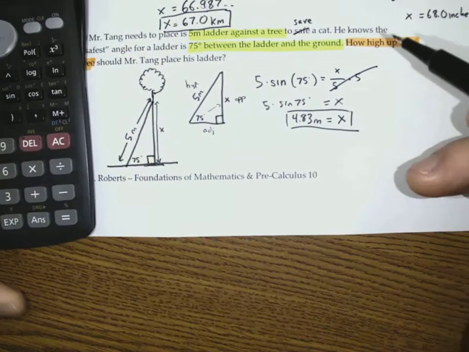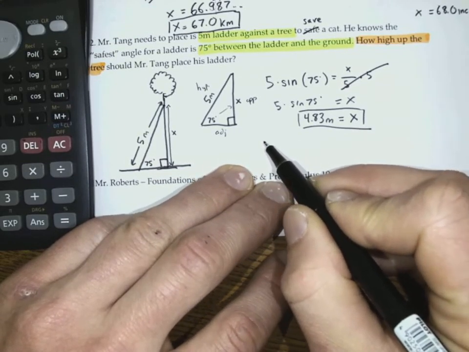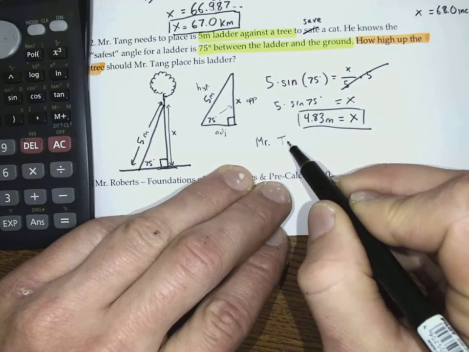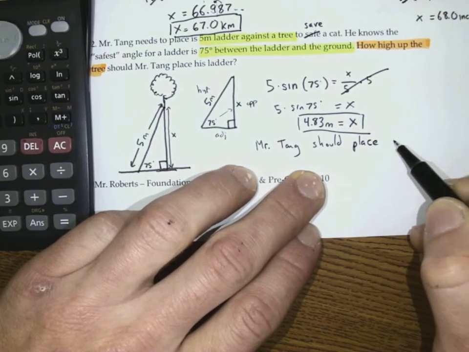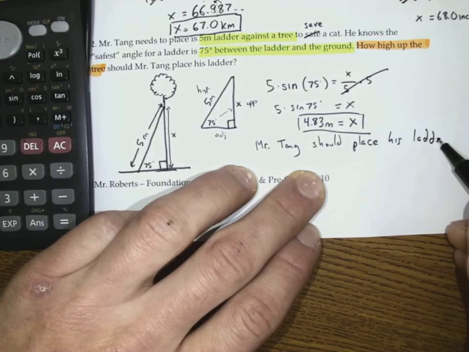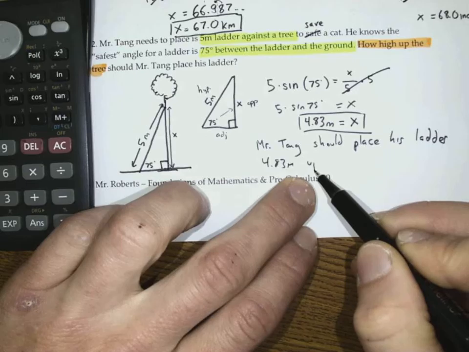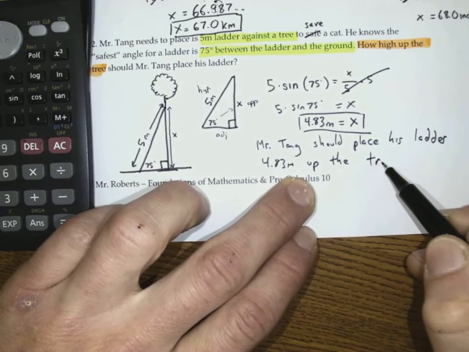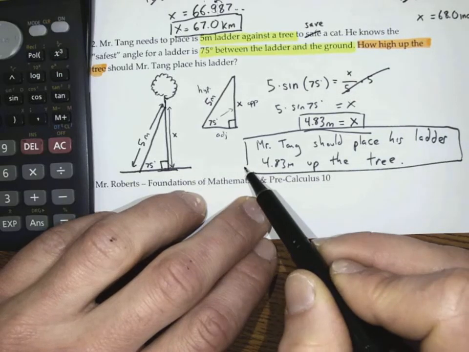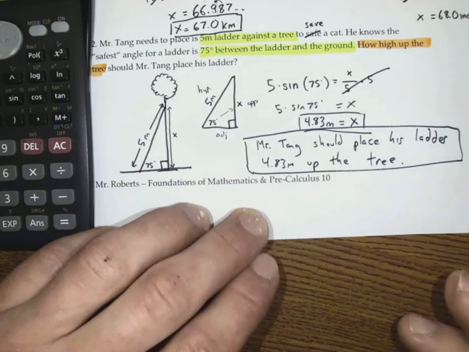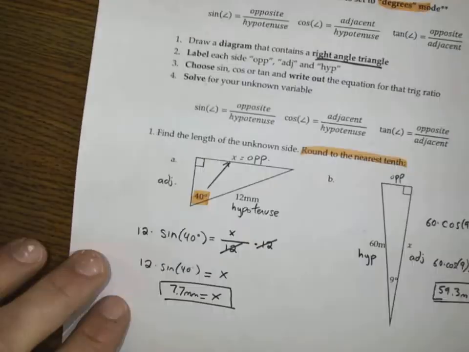Now, with a word problem, it's good standards and practices to write our answer as a sentence. All right, so Mr. Tang should place his ladder 4.83 meters up the tree. And I might actually put a big box around that to indicate that's our answer. And there we go. That is how we find the length of sides with basic trigonometry.